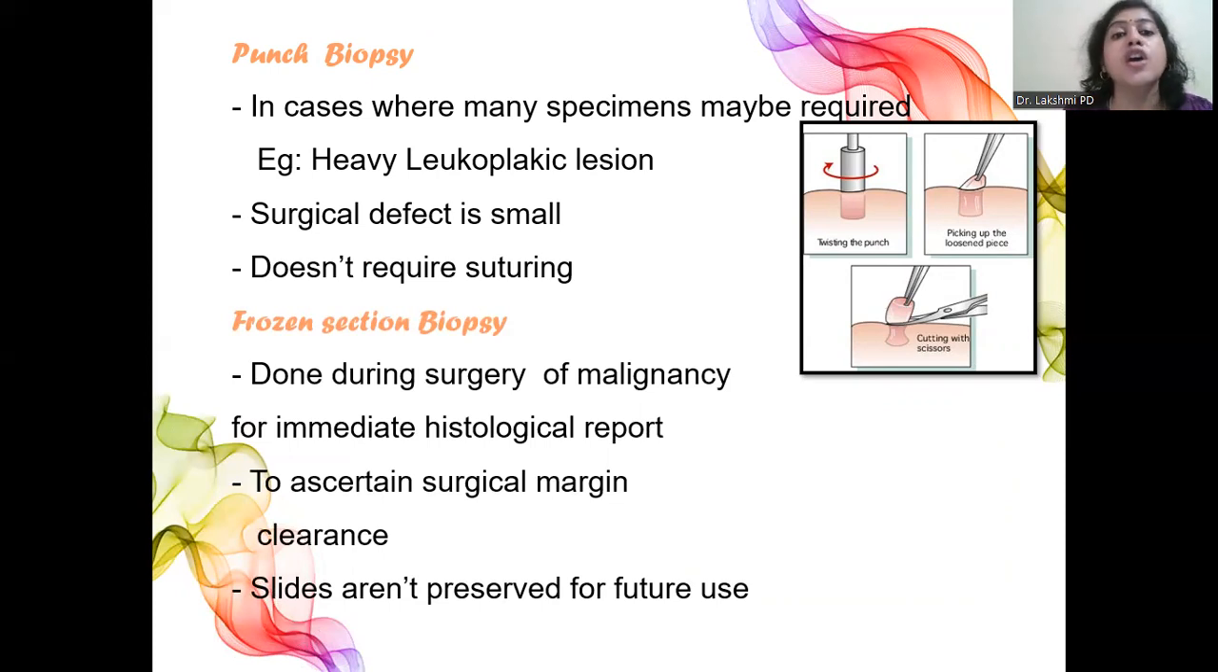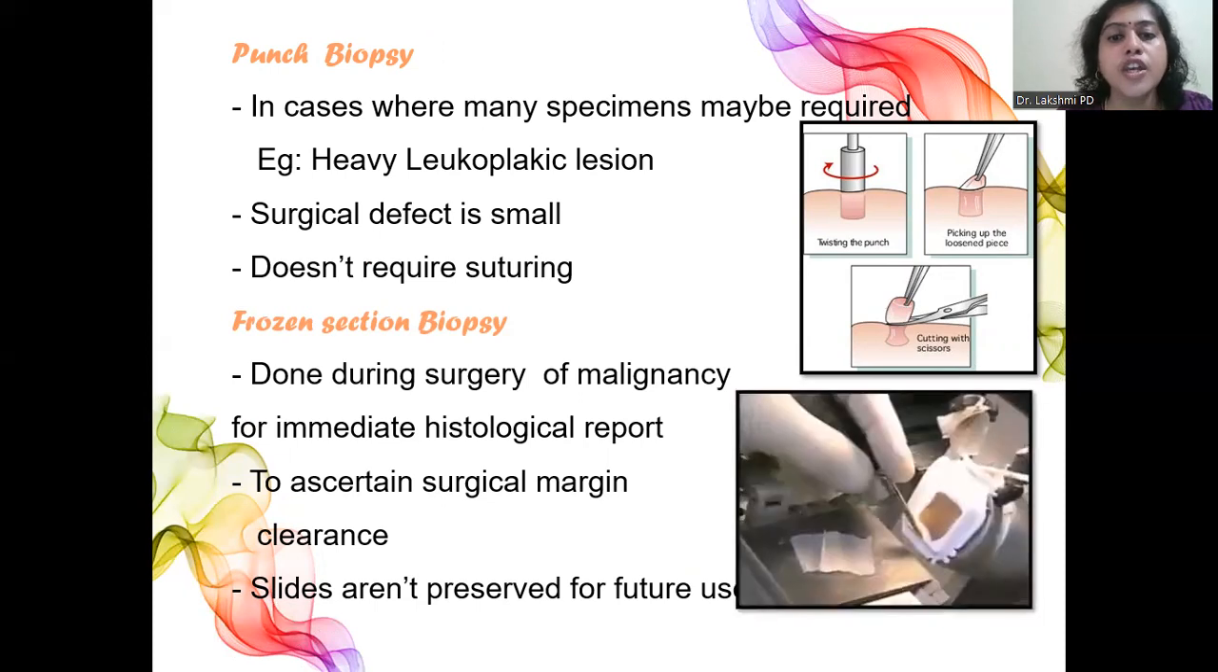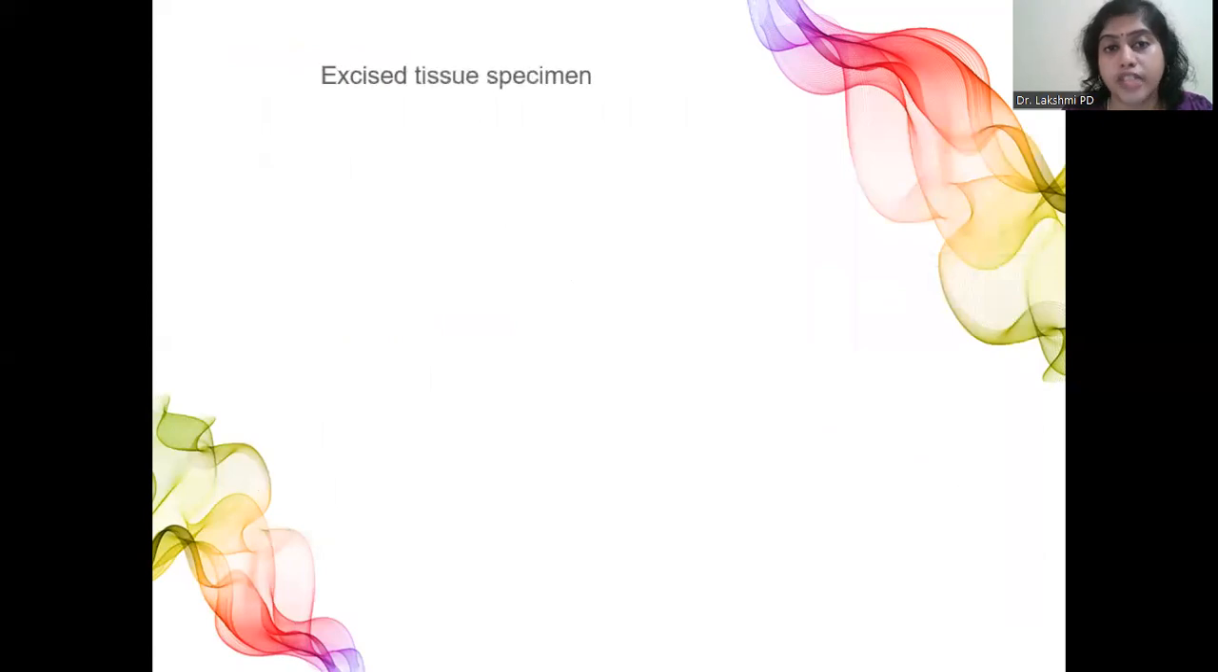Frozen section biopsy is done usually during surgeries, especially towards the end of surgery, to make sure there is clearance of the margins. So it is done immediately, and the only disadvantage of this is you do not have slide preservation like the other types of biopsies. You cannot examine these slides for future use because they are basically frozen sections.